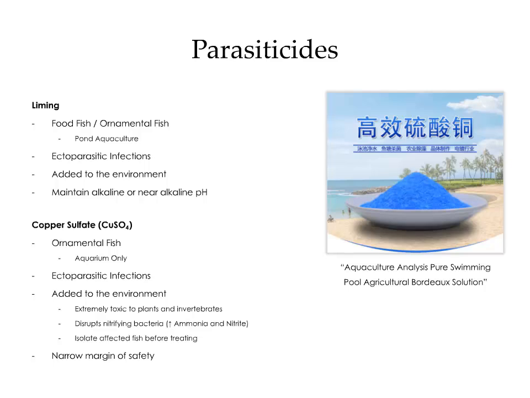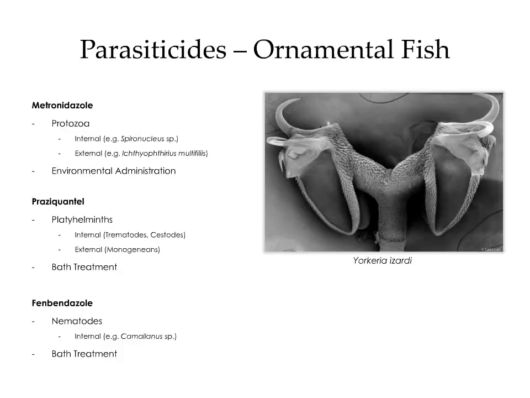For this reason, it's best to isolate the affected fish before treatment. Also, keep in mind that copper sulfate has a narrow margin of safety, so know your concentrations and keep a close eye on the fish undergoing treatment. Other parasiticides used in ornamental fish include metronidazole, praziquantel, and fenbendazole.